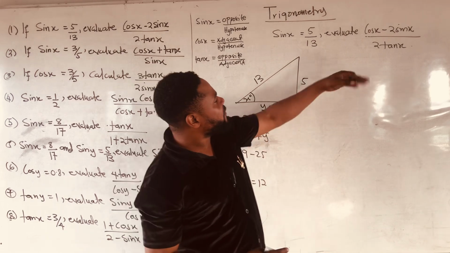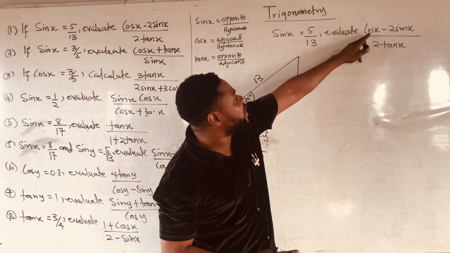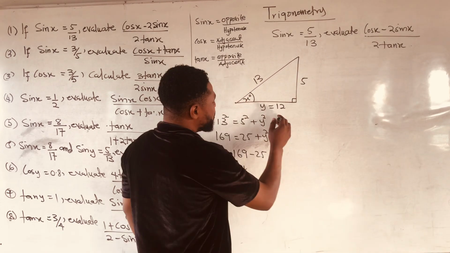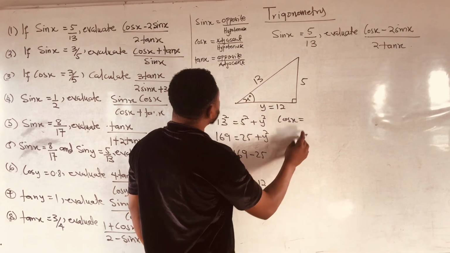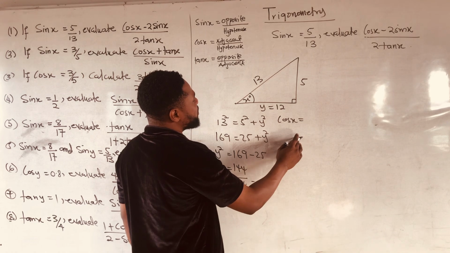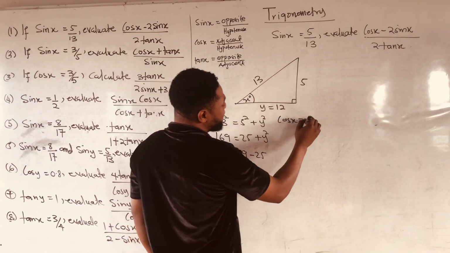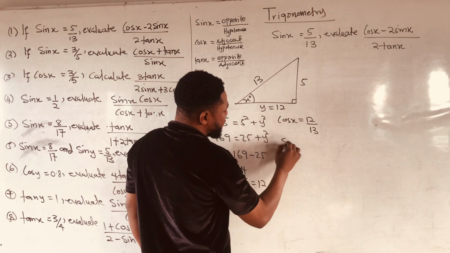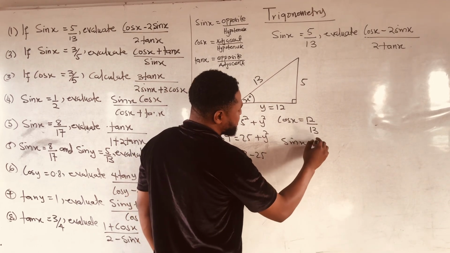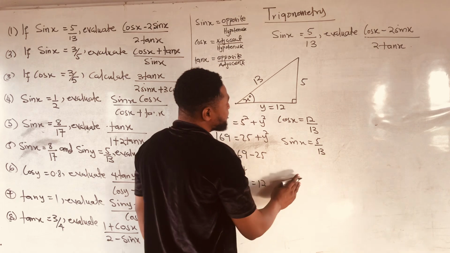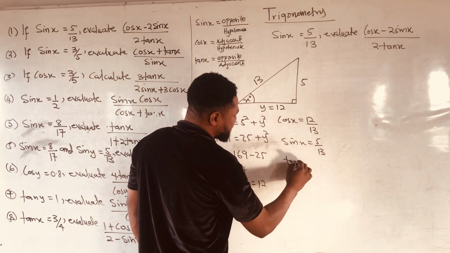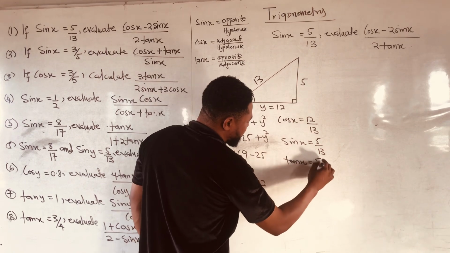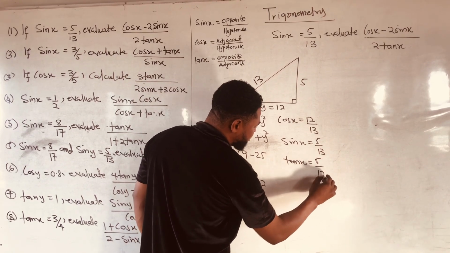Now, before we can solve it, we need to define our cos x, sine x, and tan x. So our cos x, cos is adjacent over hypotenuse. So adjacent is 12, hypotenuse is 13. Our sine x is already given to us, 5 over 13. And our tan x, which is opposite over adjacent, will be 5 over 12.